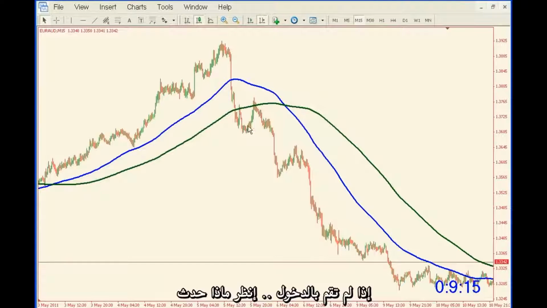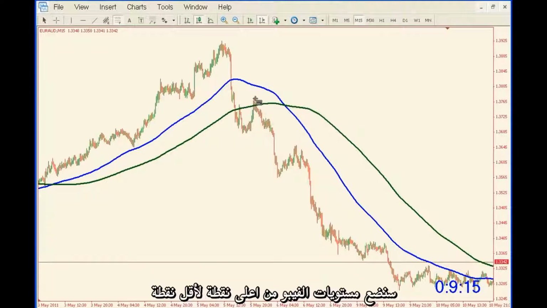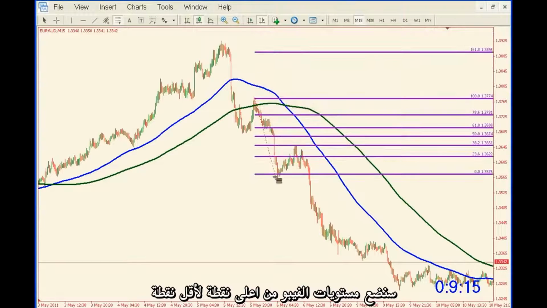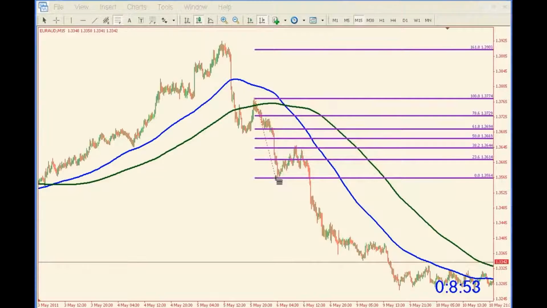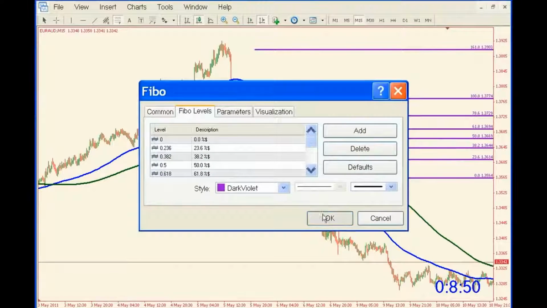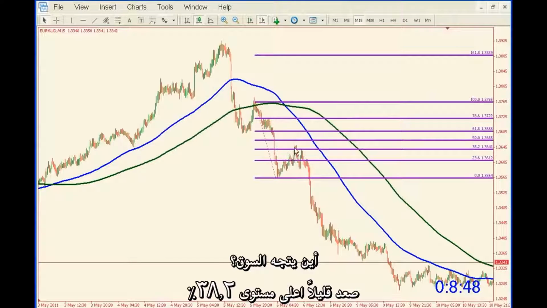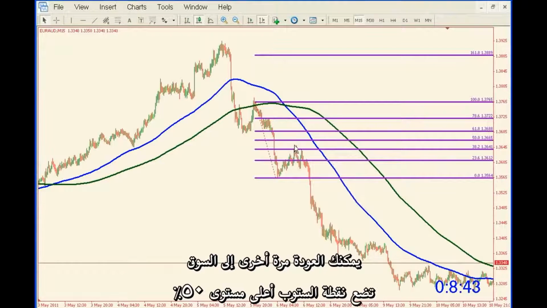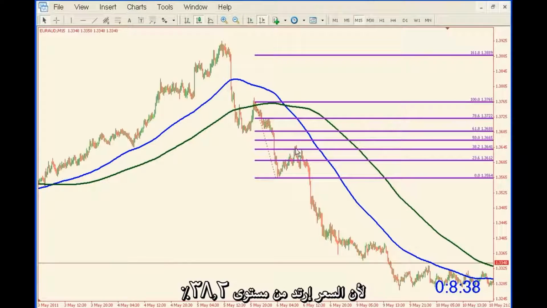Now if you got out, you didn't get in. If you didn't get in, look at this again. Here's what happens. You go to that swing high again and this swing low. Where does the market go to? 38.2, just a little bit above 38.2. Once again, you could get back in the market. You put a stop loss a little bit above this 50% level because your first level that it returned at was 38.2. So your stop's up here.